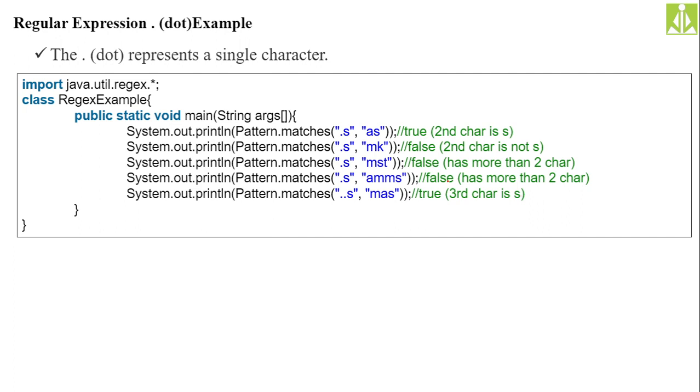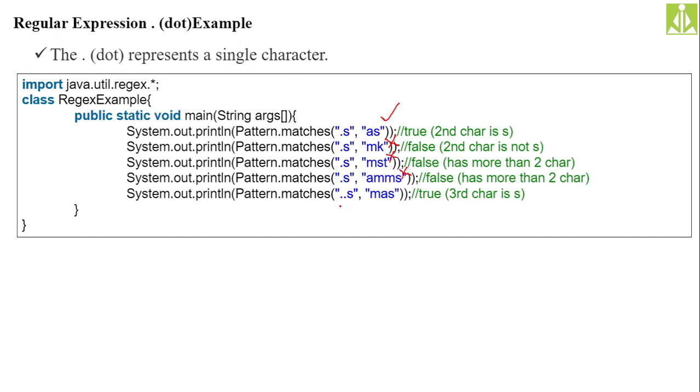The first one will return true, because in place of the dot we have a, and s is matching. This will return false because in place of s we have k, so it is not matching. MST is also not correct because it is three characters in length, so it also returns false. This will also return false, and this one is also false.